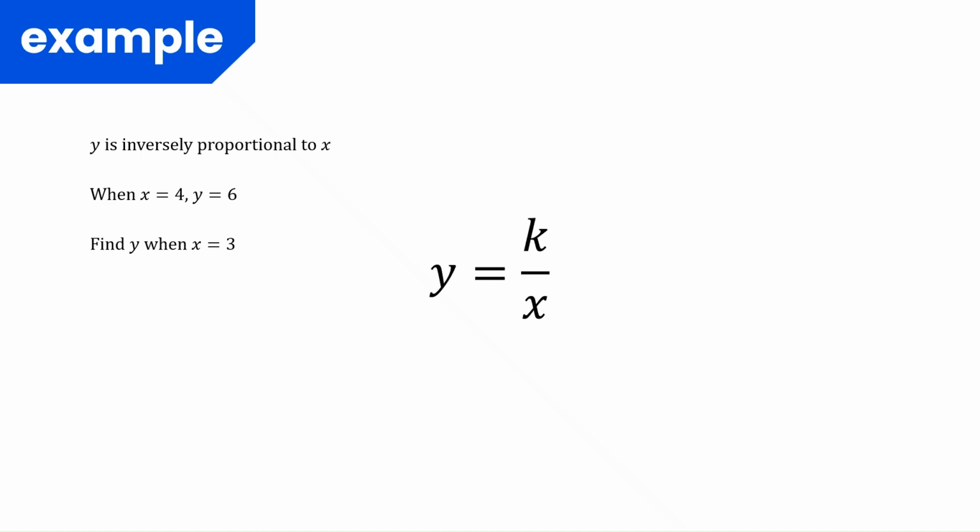Our second step here is to sub in the known values, so y equals 6 and x equals 4. By multiplying both sides by 4 we get that k equals 24. Step 3 would be to write down the full equation, so y equals 24 over x. Our fourth and final step would be to sub in the new value of x equals 3. So y equals 24 over 3, y equals 8.